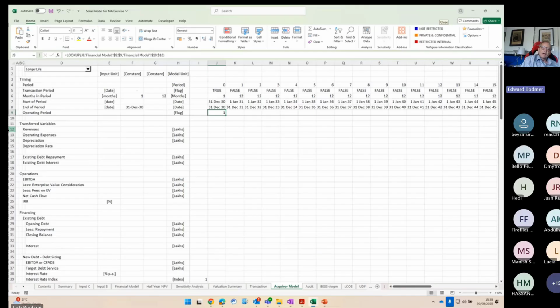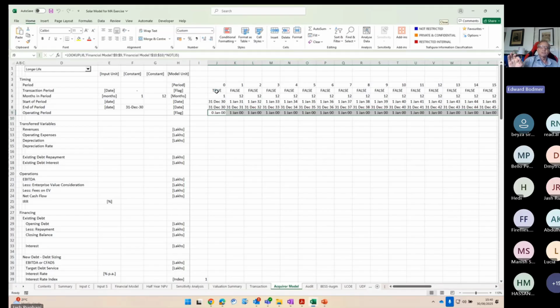Shift Control R. Now, I suppose what we really should have done is multiply that by not the true at the very beginning. So just at the very end of this, put a multiplication, go up one, put a multiplication and put not the transaction period. Now, once you've done that, click on that, then you get the idea. Very good. Shift Control W maybe, just to get rid of those dates.